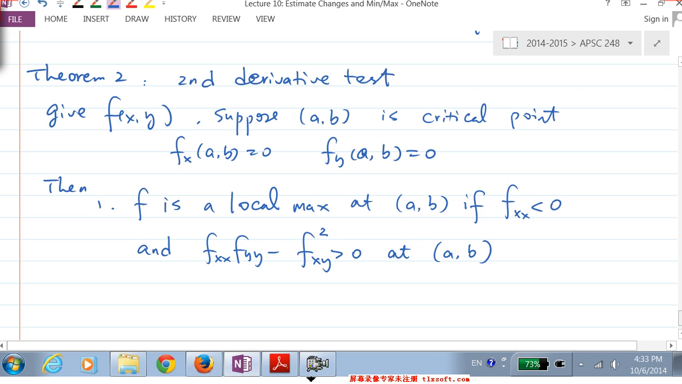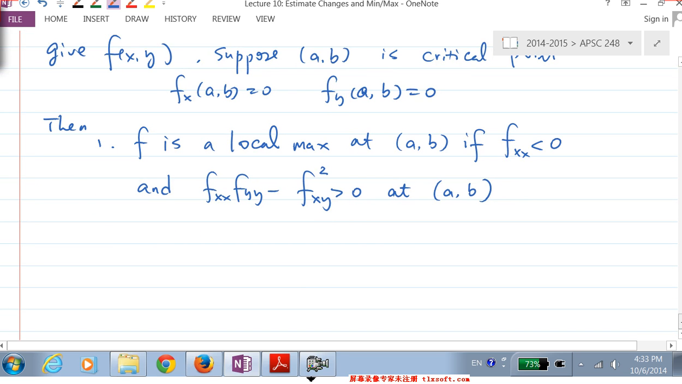Okay? I'll use a scalar function to compare this, but for now I'll just write it down first. So f is a local max at this location if the second partial derivative, fxx, that's the second order here, is less than 0, and this expression is greater than 0 at this AB location.